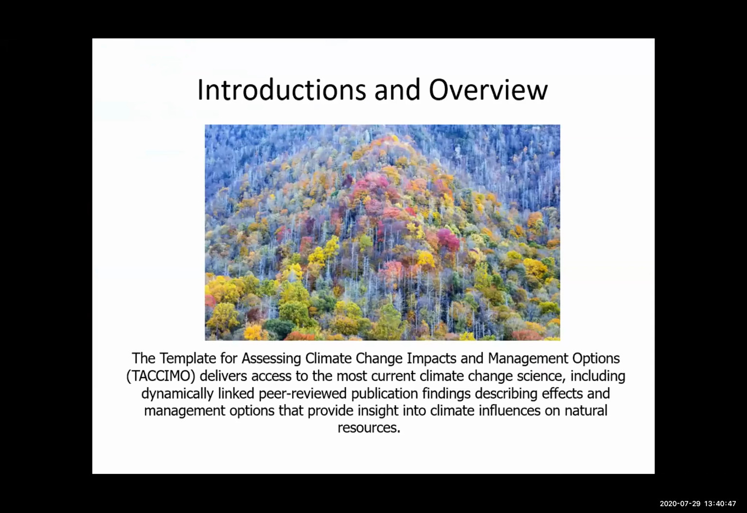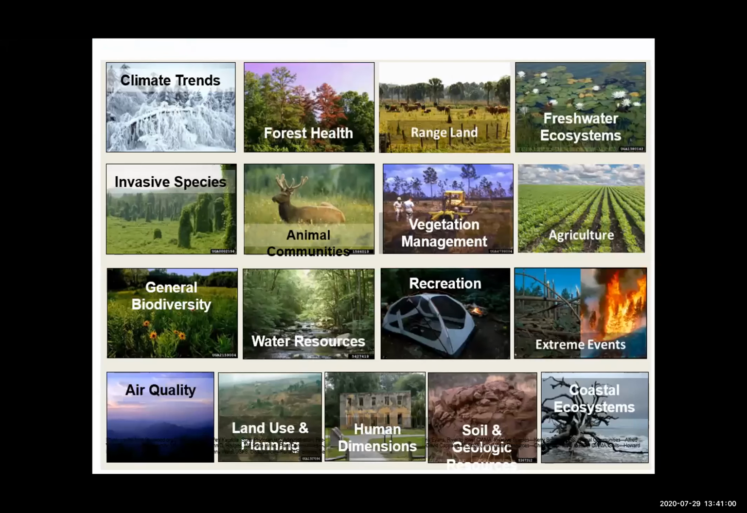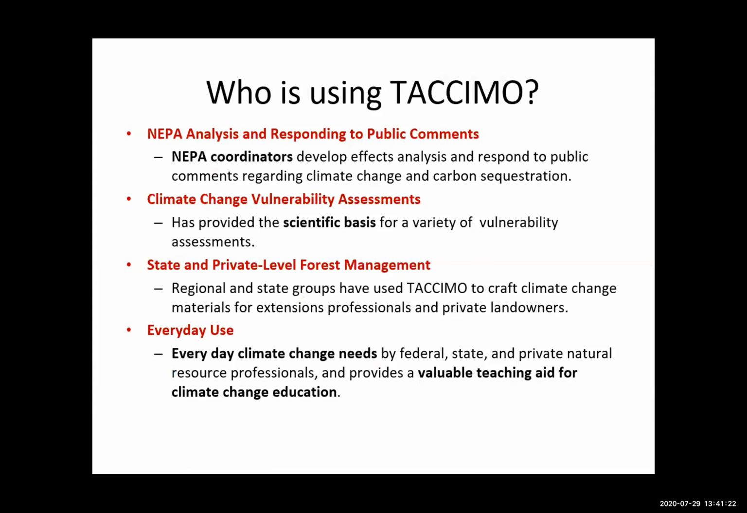Again, this just gives a little bit of an overview of what it does. It searches the peer-reviewed literature to give you the information that you need if you're a natural resource land manager. This gives you an idea of the types of areas that it works on: recreation, vegetation management, water resources, invasive species, a whole list of those that are covered within the TACAMO tool. And it's constantly being updated. There are 2 full-time people that do nothing other than comb the literature to update the tool itself.